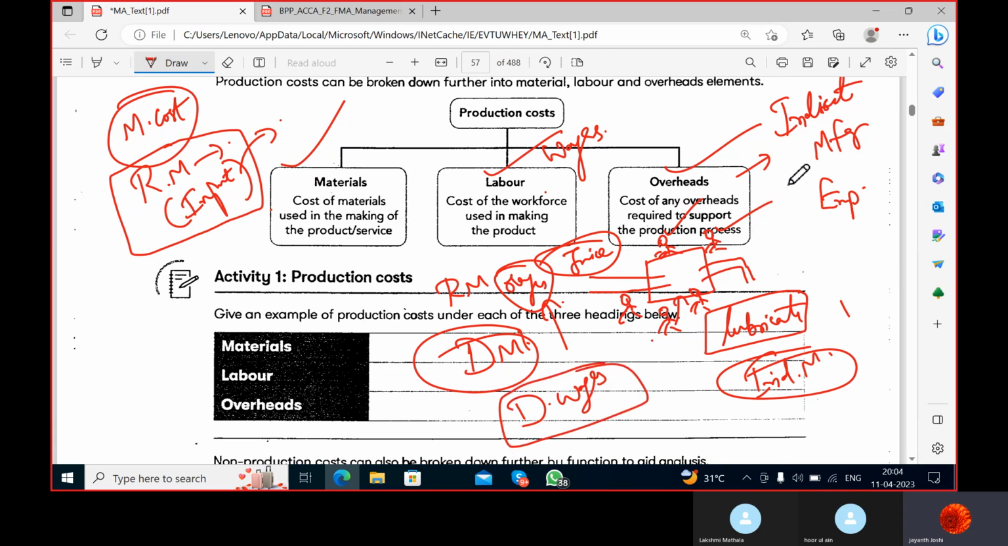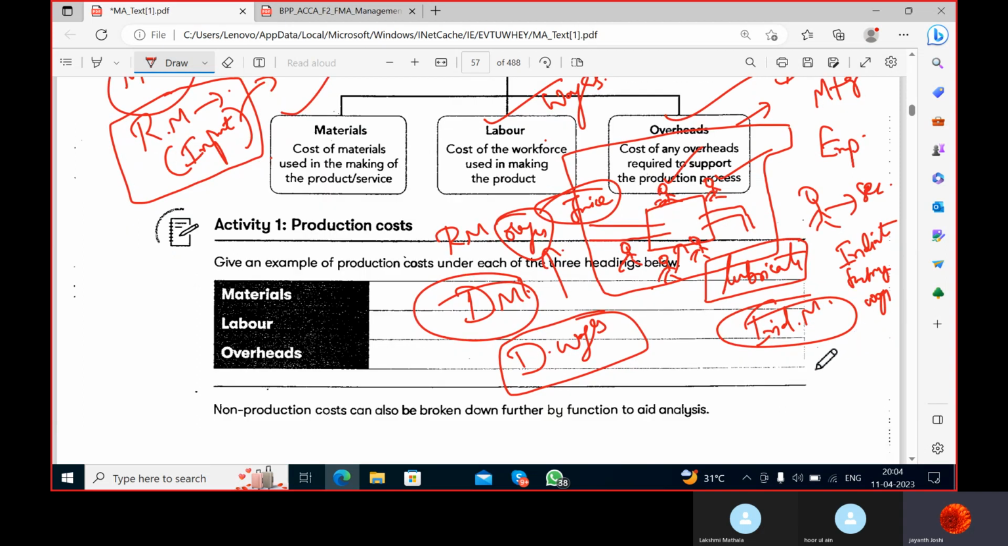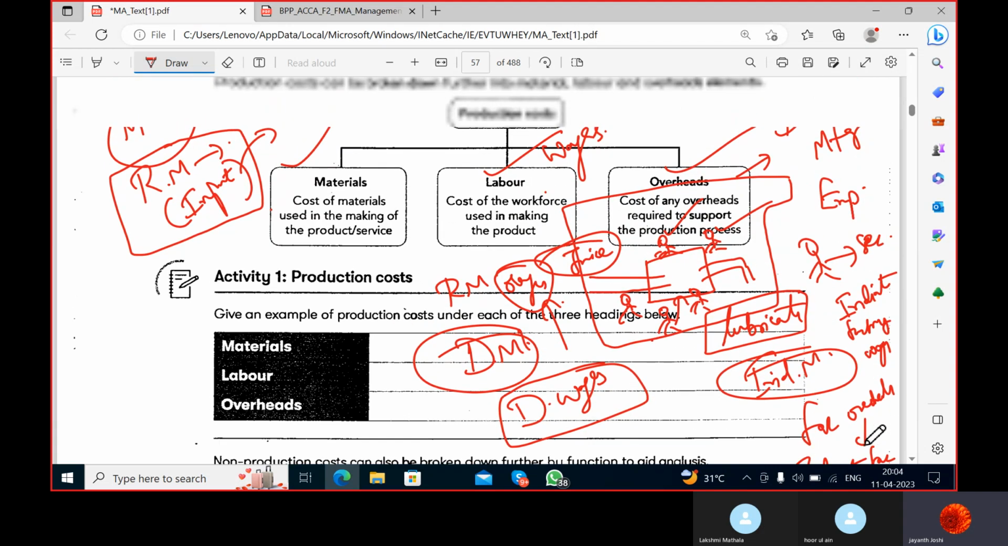Now this factory has a boundary wall, and this factory is protected by a security guard, and the wages we pay to the security guard are indirect factory wages, which can also be termed as factory overheads. So factory overheads are nothing but indirect factory expenses. Please make a note of all this. We'll move forward fast.